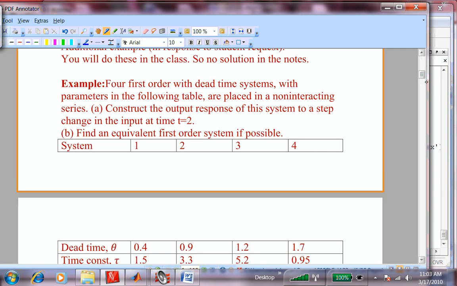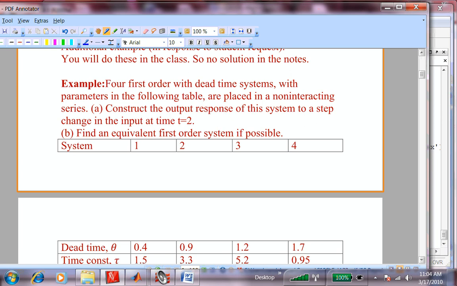What do you understand from this problem statement? Unit step change at t equal to 2, right? So take your response for the 2 plus step time, 98% of it at full time constant. Okay. So you are on the right track, but if you follow a systematic process, it becomes easier.